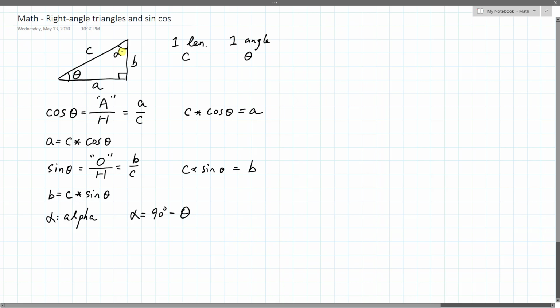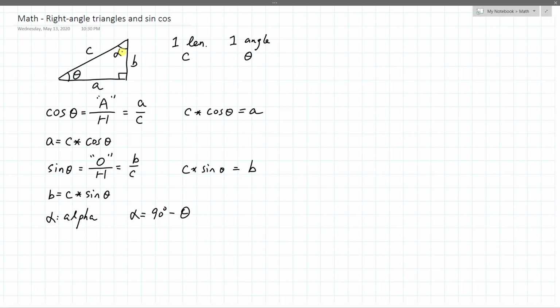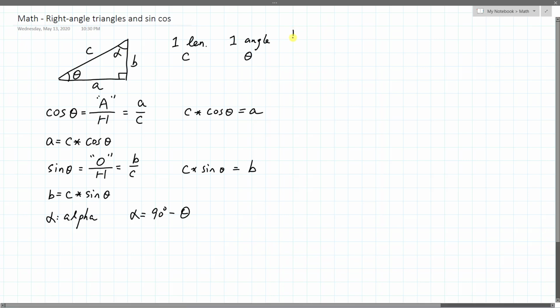So let's have some examples of how to do this on the right side. So we'll have an example of a vector. So this vector is R, and we'll put a harpoon on the top to indicate it's a vector, and it makes an angle.